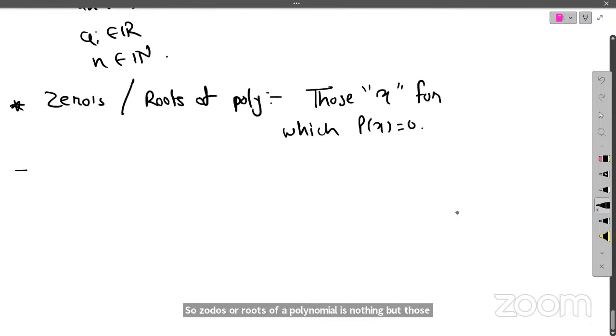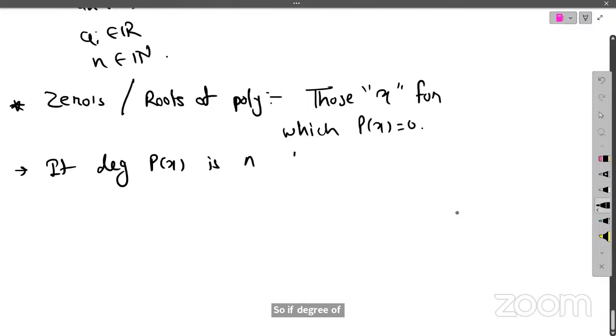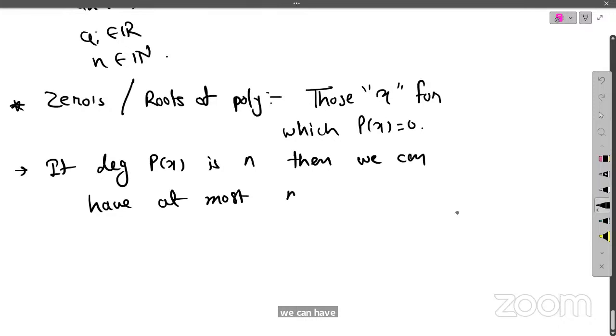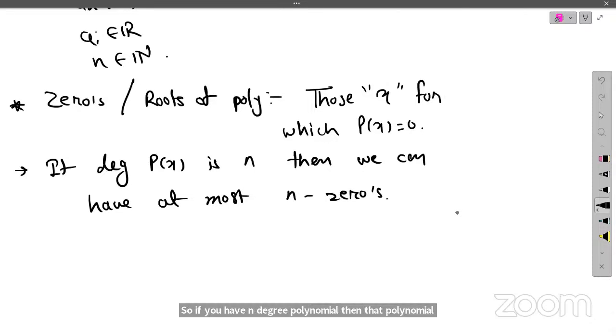Now if you have an n degree polynomial, so if the degree of p of x is n, then we can have at most n zeros. So if you have an n degree polynomial, then that polynomial can have at most n zeros. At most means at max. At the most n zeros are possible.